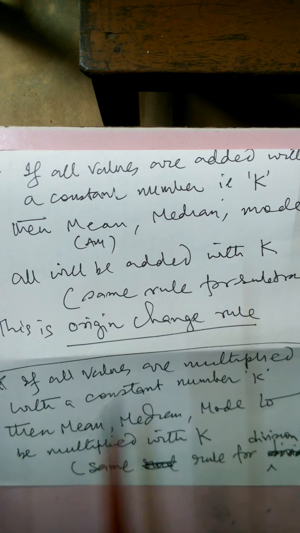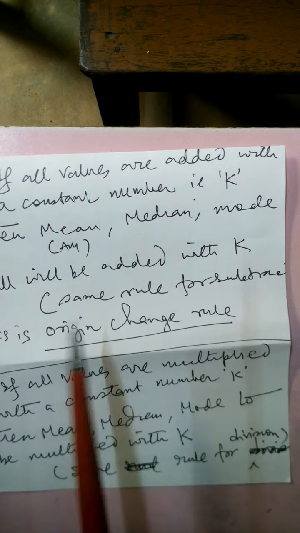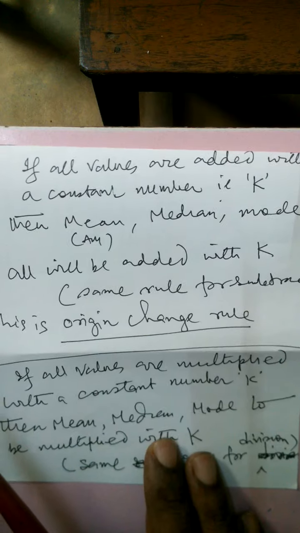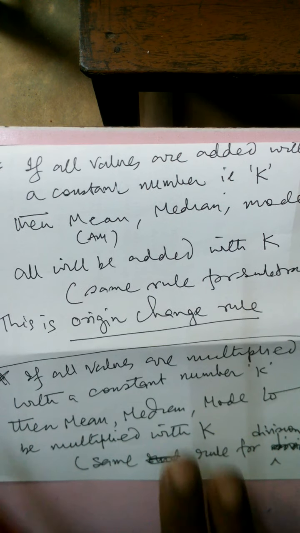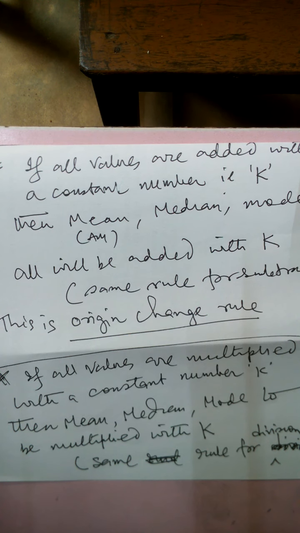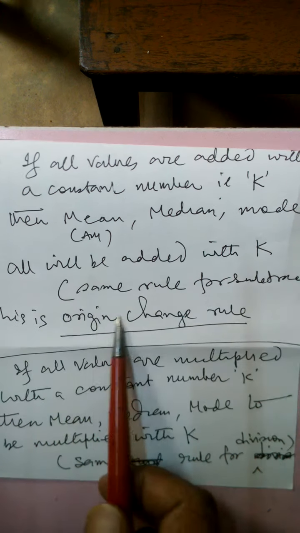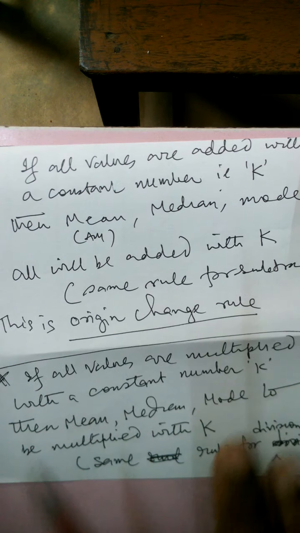If we subtract the same number from all the numbers, then the mean, median and mode will all three be subtracted by that amount. So the mean, median and mode will be increased by the amount if you increase all the values by the same amount, and decreased by the amount if all values are decreased by the same amount. So this is called change of origin. What is origin change?